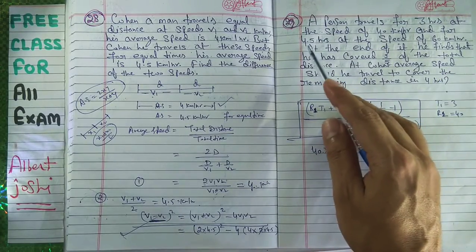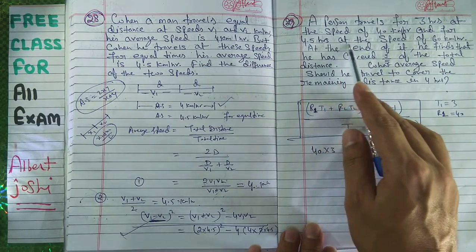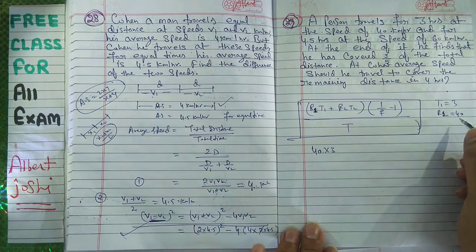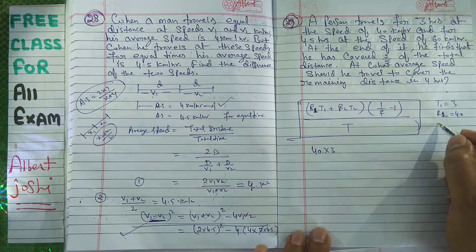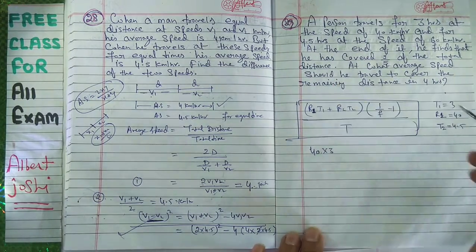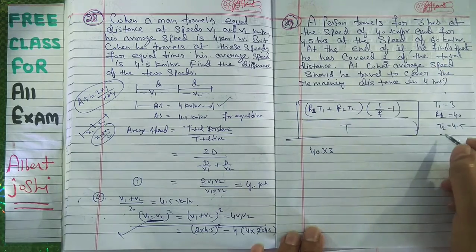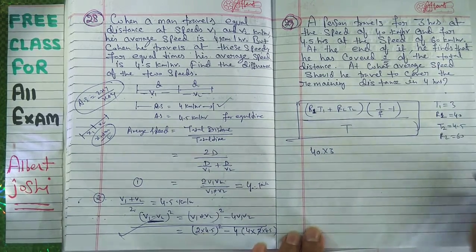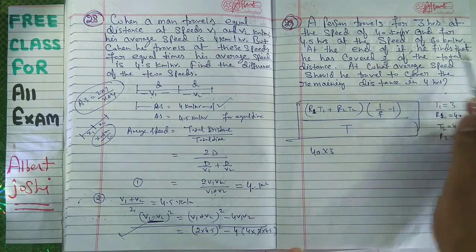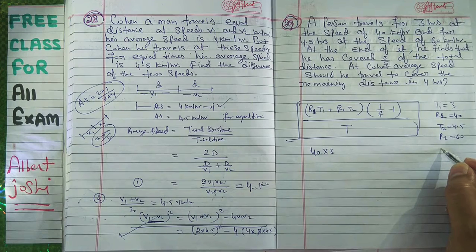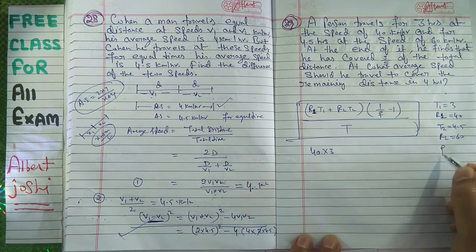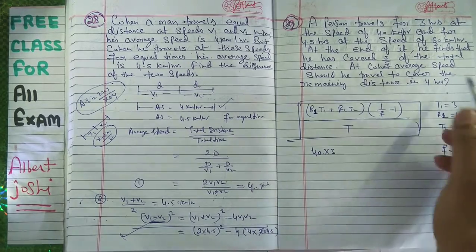Then for 4.5 hours, your T2 is 4.5. He has increased the speed. Speed is 60, means R2 is equal to 60. And at the end of it, he finds that he has covered 3/5 of the total distance. So your F is equal to 3/5 of the total distance.